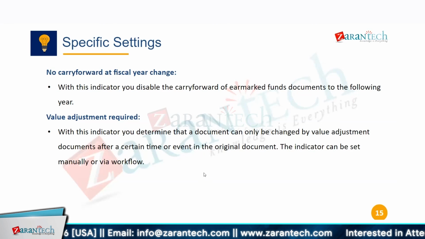And a value adjustment required. With this indicator, you determine that a document can only be changed by value adjustment documents after a certain time or event in the original document. The indicator can be set manually or by workflow. So if you want to change things in the document, especially the values, then you can do it via the value adjustment, and the indicator can be set. So you have workflow options as well. So any change needs to be approved by somebody. Then you can set it up in workflow, and then you can go to the next level, and that person can approve it.